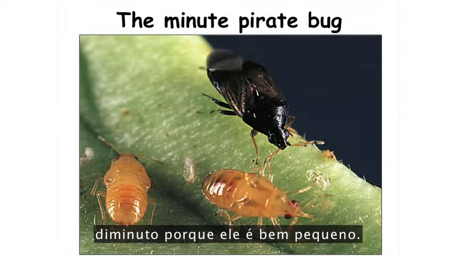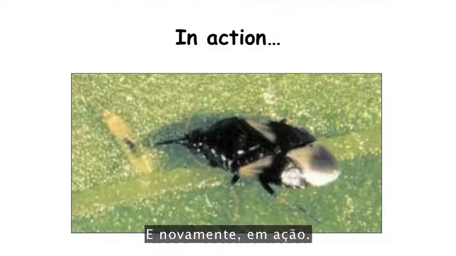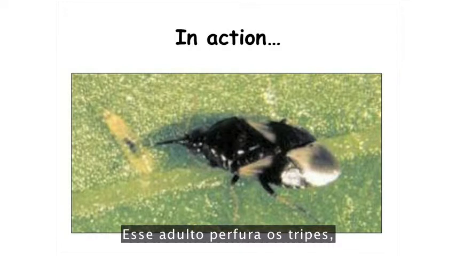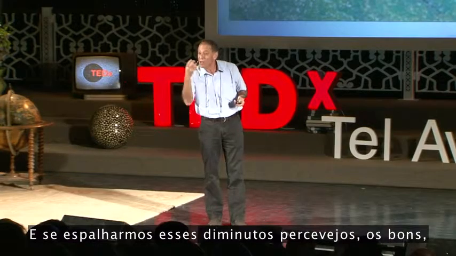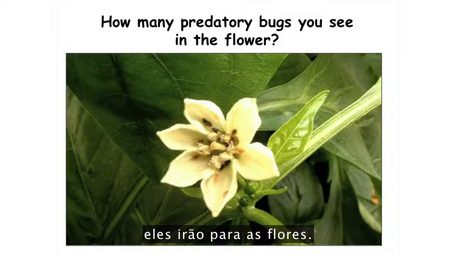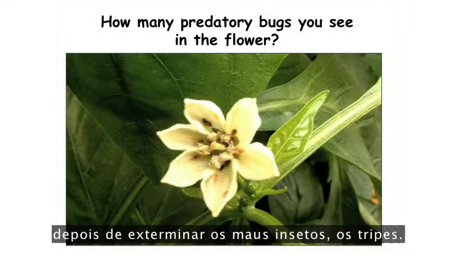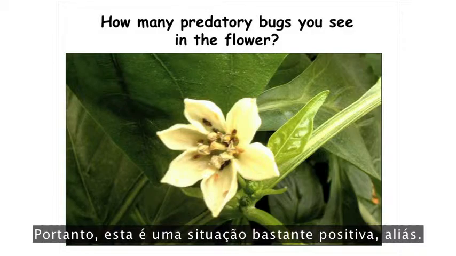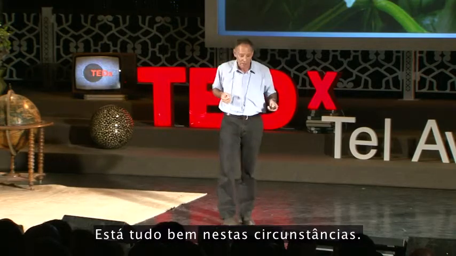And here comes the natural enemy, minute pirate bug. Minute because it is rather small. Here you can see the adult, black, and 2 young ones. And again, in action, this adult pierces the thrips, sucking it within just several minutes, just going to the other prey, continuing all over the place. And if we spread those minute pirate bugs, the good ones, for example, in a sweet pepper plot, they go to the flowers and look, this flower is flooded with predatory bugs, the good ones, after wiping out the bad ones, the thrips. So this is a very positive situation, by the way. No harm to the developing fruit, no harm to the fruit set, everything is justified under these circumstances.